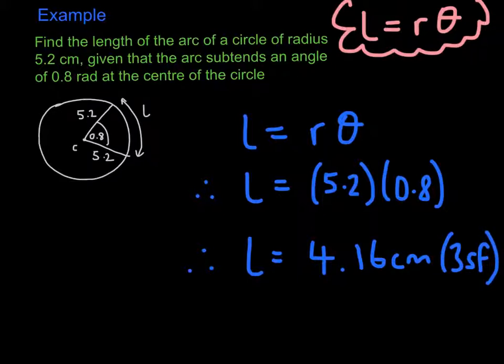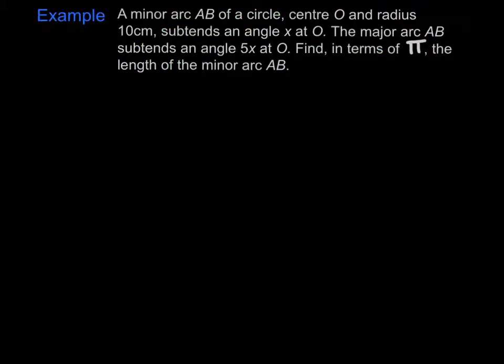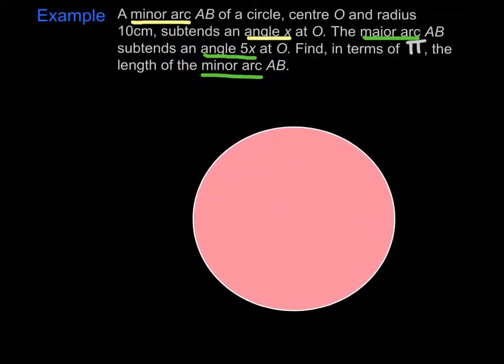Okay, easy. Now as that one's so easy, let's do something a bit more complicated. We've got a minor arc AB of a circle, with centre O and radius 10 centimetres, which subtends an angle x. The major arc AB subtends an angle 5x at the centre. So find, in terms of pi, the length of the minor arc AB. So let's get a little diagram which represents that question.